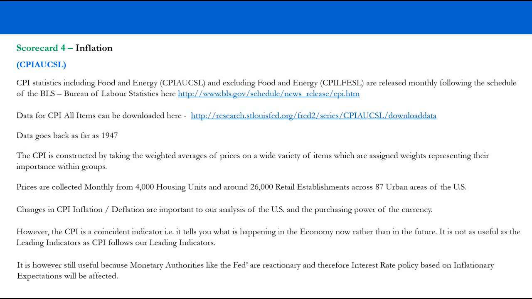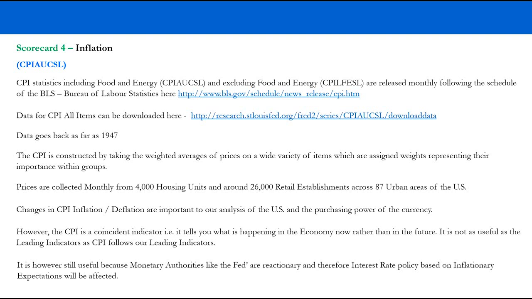And the way it's constructed is by taking the weighted averages of prices on a whole variety of items that are assigned weights, representing their importance within each group. And the prices collected monthly come from 4,000 housing units and around 26,000 retail establishments across 87 urban areas in the United States. So it's very accurate data. And the changes in CPI, so inflation or deflation, are important to us in our analysis of the US and the purchasing power of the currency, the US dollar.